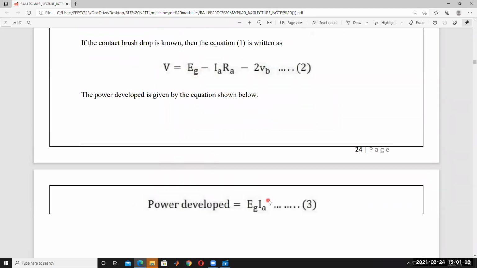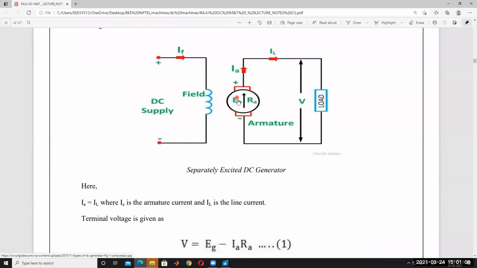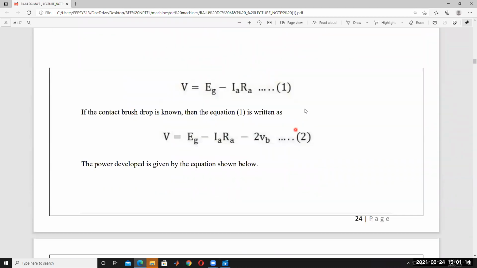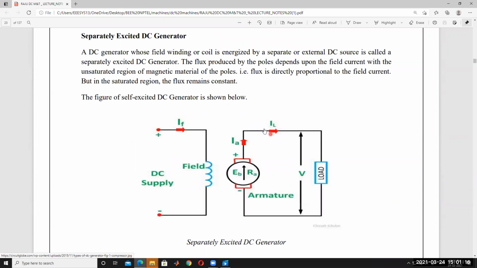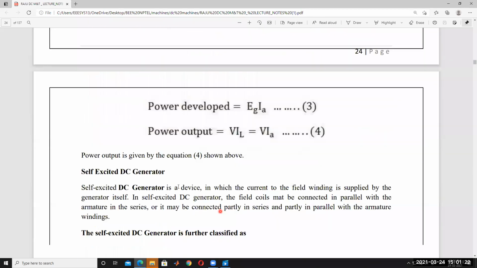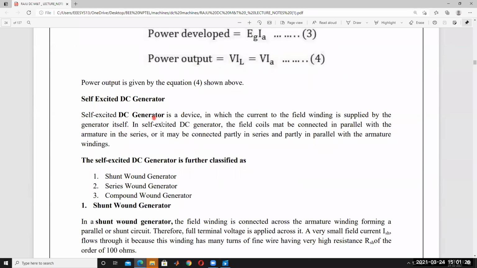This is for a generator. The power developed is equal to EG into IA, the generated EMF into the armature current. Then the output terminal power is the voltage across the load, V into IL, called the output power. Since IL is equal to IA, the output power is V into IA. That is for the separately excited DC generator.